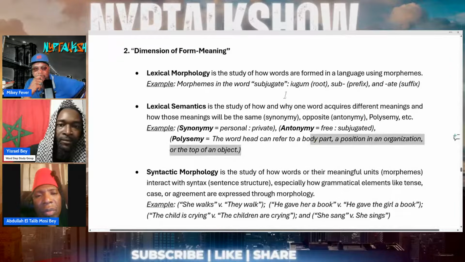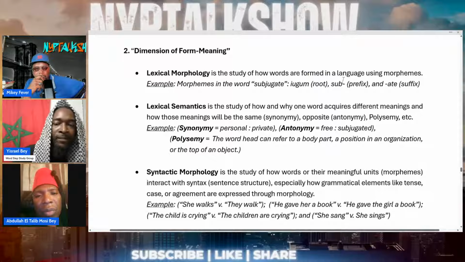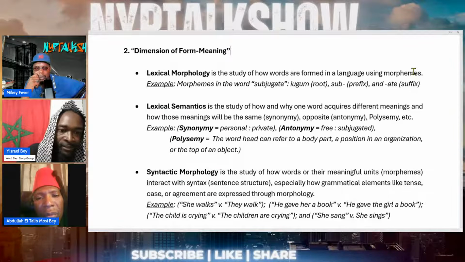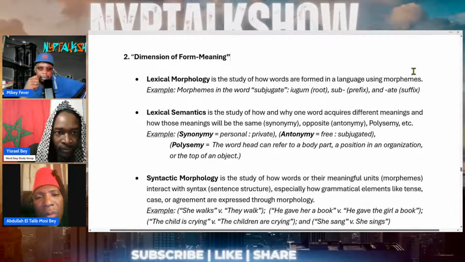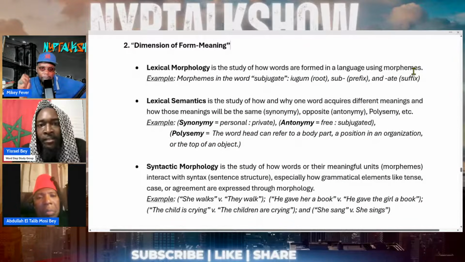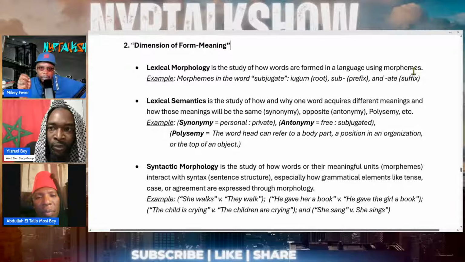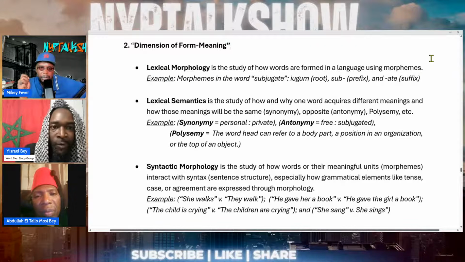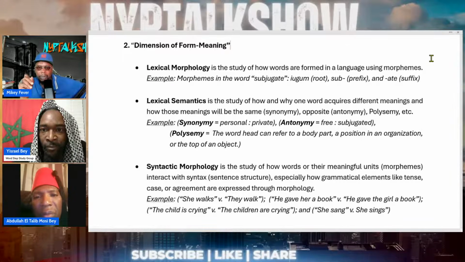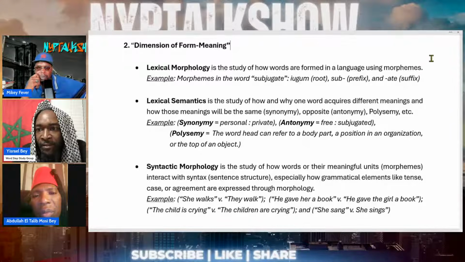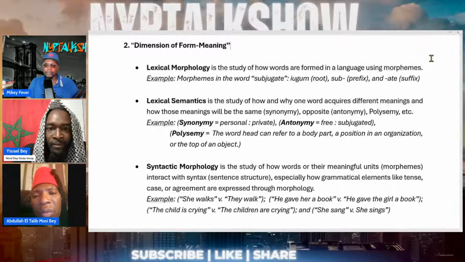Dimension of form meaning. The elements of the dimension of form meaning: you have lexical morphology, lexical semantics, syntactic morphology, and syntactic semantics. Lexical morphology is the study of how words are formed in a language using morphemes. Example, morphemes in the word subjugate: iugum is the root word, sub- is the prefix, and -ate is the suffix.